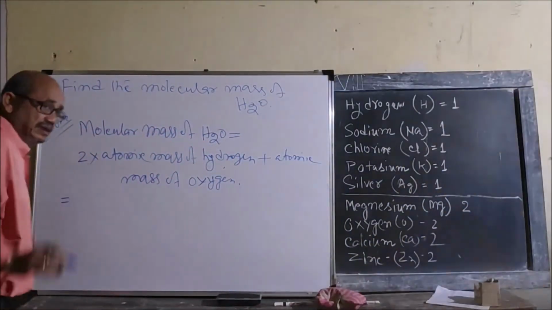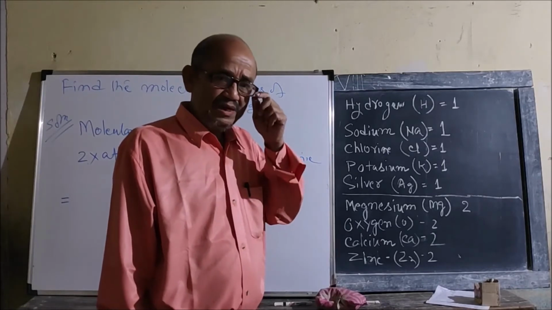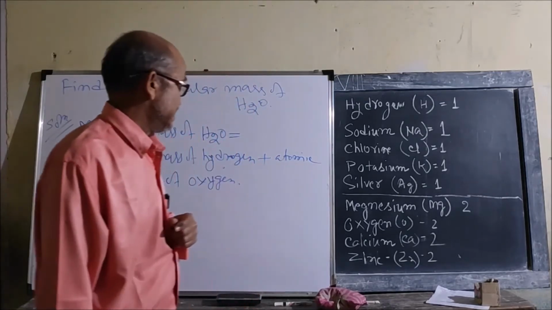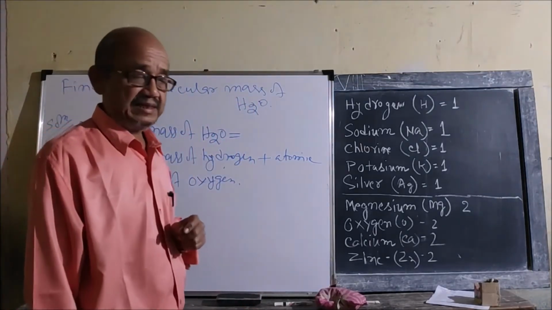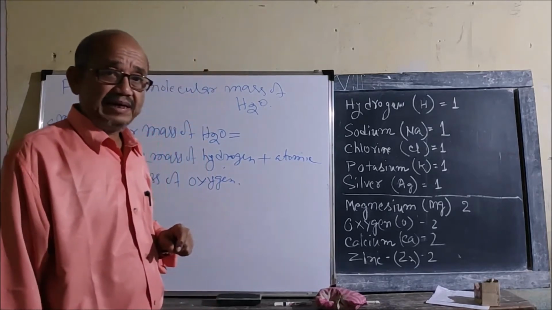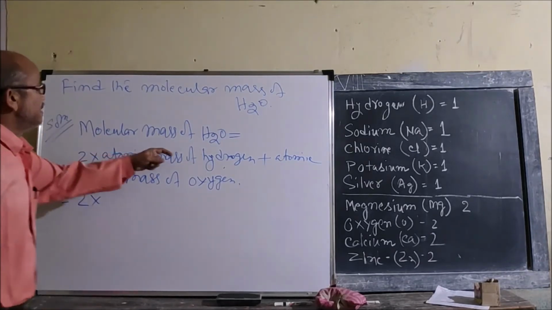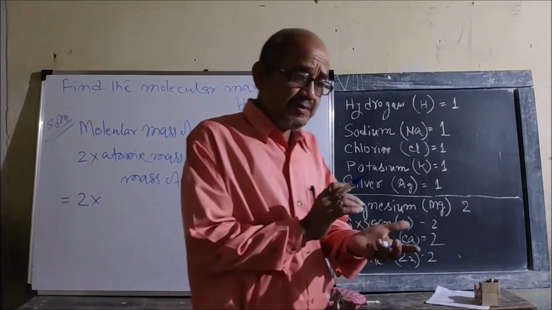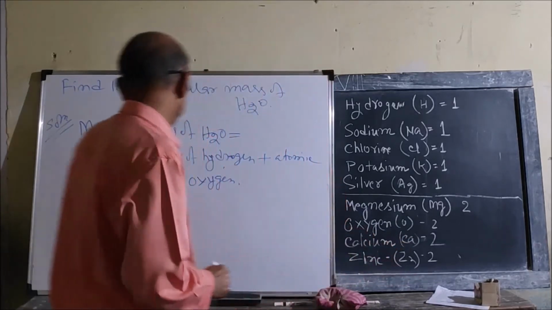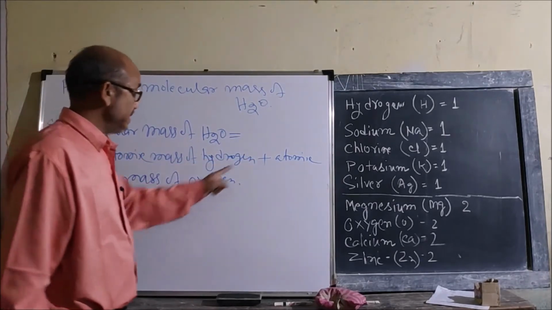Now you see here, the atomic number of an element or an atom we get from the modern periodic table, and the atomic mass is generally 2 times the atomic number. Atomic mass is generally 2 times the atomic number, but not in every case. Here you see 2 into atomic mass of hydrogen. In that case, the atomic number of hydrogen is 1 and the atomic mass of hydrogen is 1. So I use the word generally. 1 plus the atomic mass of oxygen.